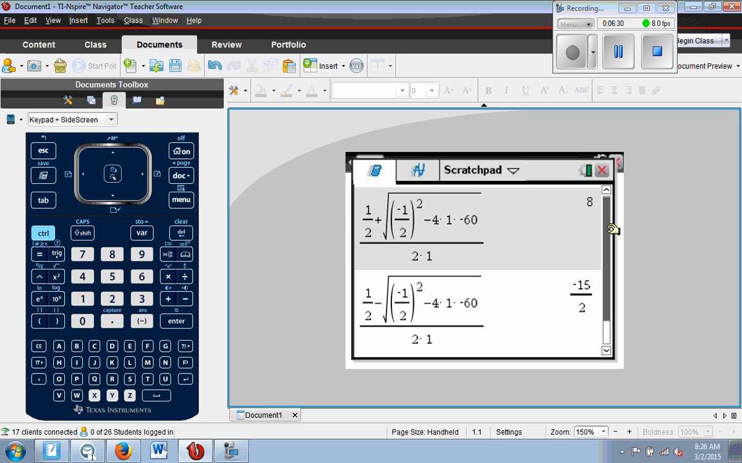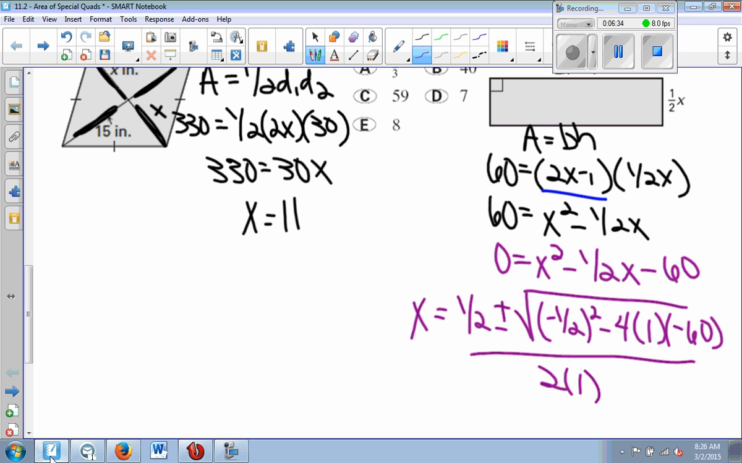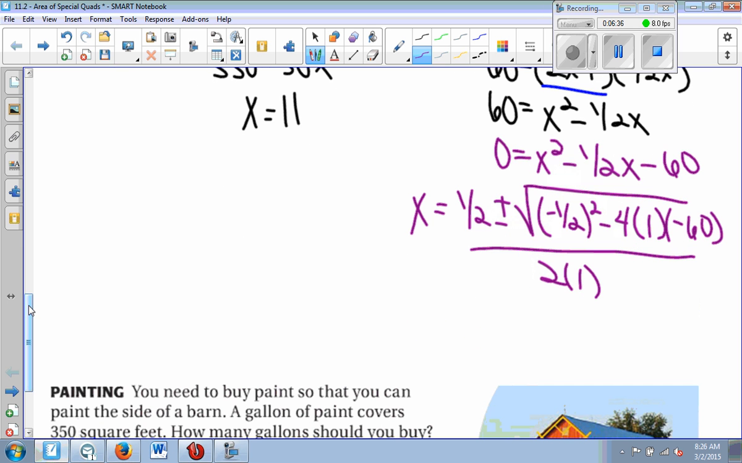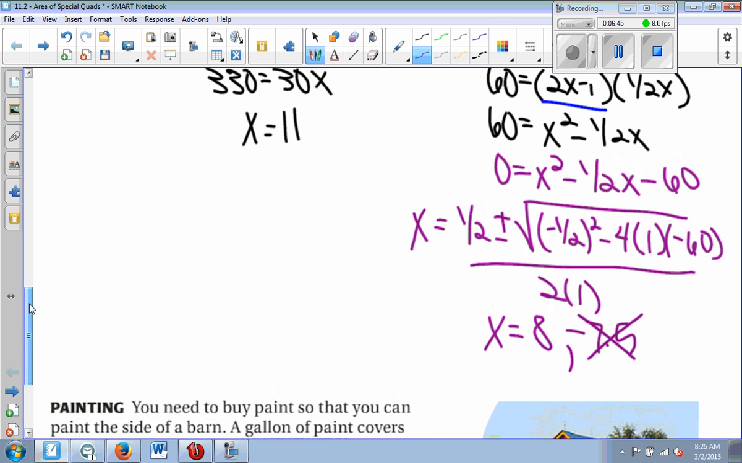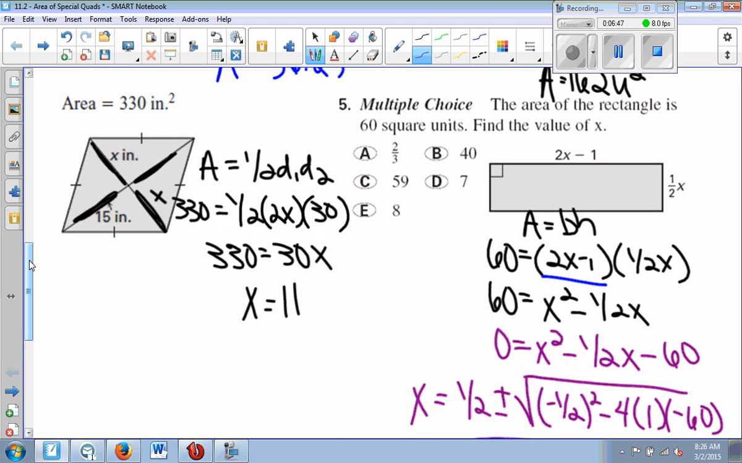So of the two answers, since we're in geometry, we're going to take the positive answer, which would be 8. So I'm going to come back and say that my x value is 8, because negative 7.5 doesn't make sense as a negative length in geometry. So coming back up, the value of x would be letter E, 8.